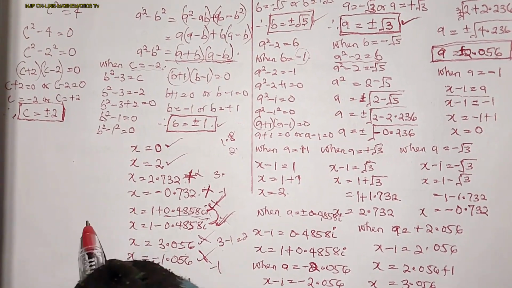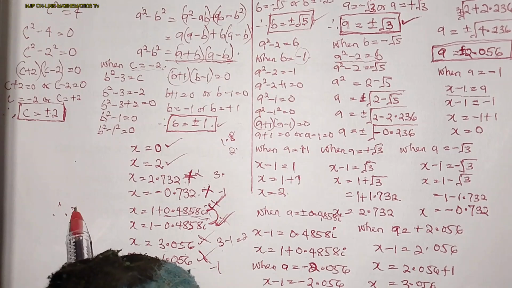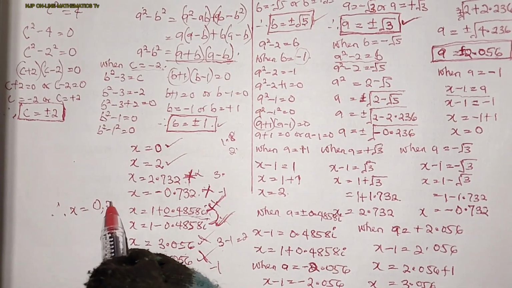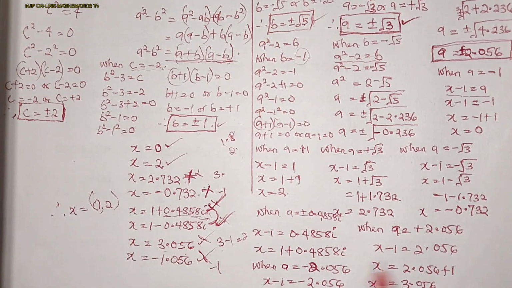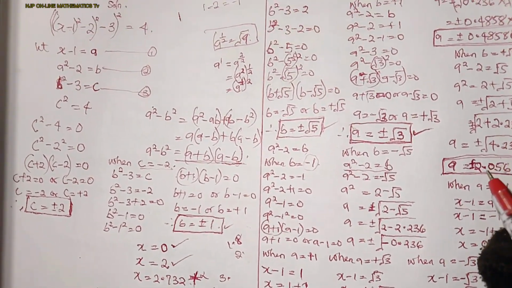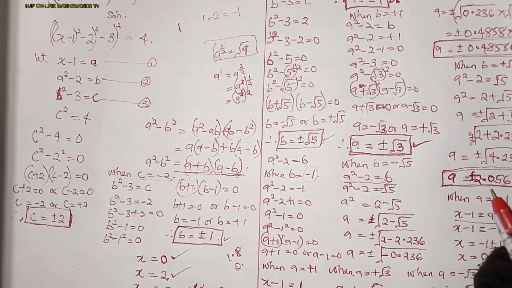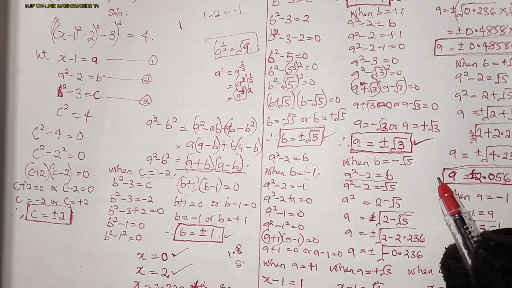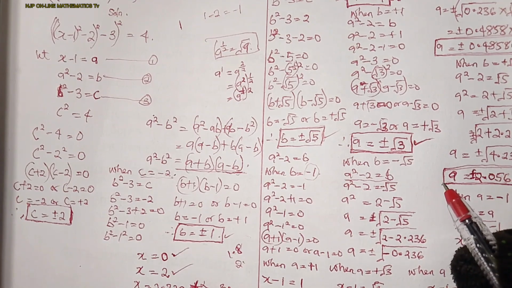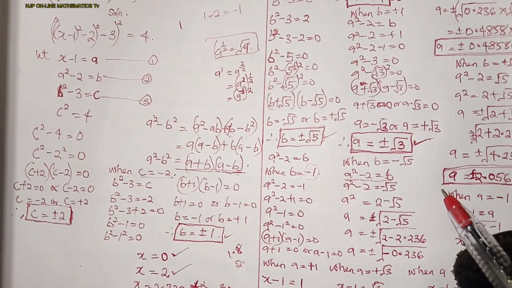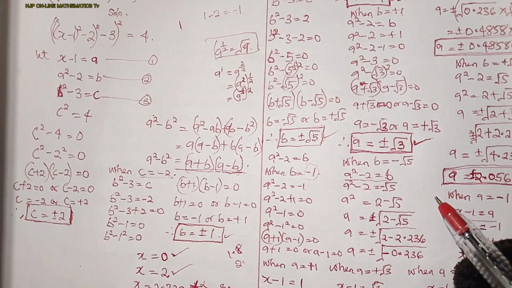Therefore, our values of x equals 0 and 2 can satisfy this equation. So the real values for x which can satisfy our original equation that we are given, that x minus 1 all squared minus 2 all squared minus 3 all squared equals 4, are 0 and 2.